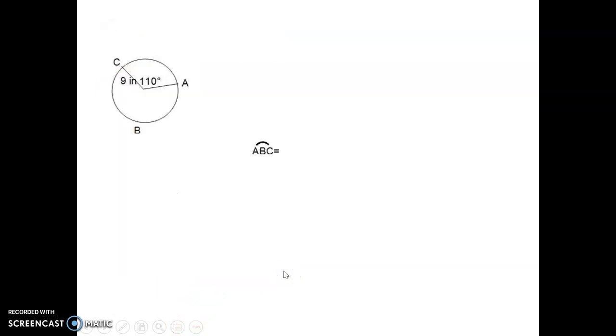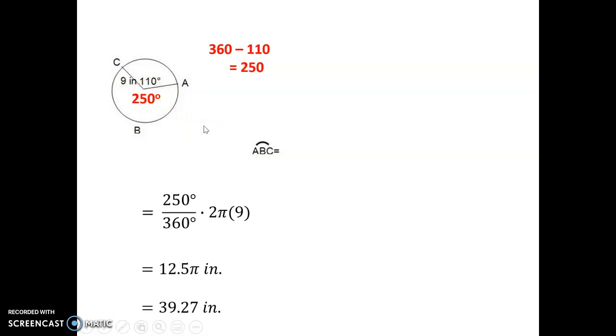A couple more. Here we have a circle, and we're looking for the length of arc ABC. So now notice it doesn't say AC, it says ABC, so it means go the long way around here. How long is that arc? Again, it's important to subtract angles here, because since we're going the long way around, we need to know this angle here. 360 minus 110 is 250 for that angle, and then use our formula here. Check your work, final answer right here.